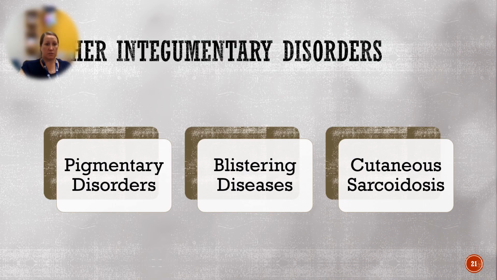Other integumentary disorders include pigmentary disorders, blistering disease, and cutaneous sarcoidosis. I'm not going to go into detail on these, but there is more information that you can look at in your book.